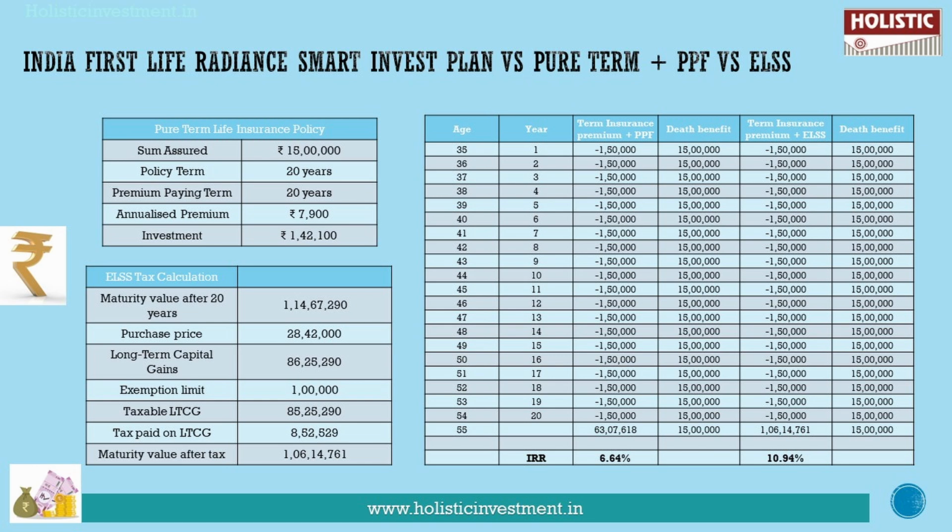So for life cover purpose, we have chosen a pure term life insurance policy with a sum assured of 15 lakhs, just as in the India First Policy Radiant Smart Invest Plan, for a fair comparison. But the catch here is that the annual premium you are going to pay is only 7,900 over a 20-year premium paying term. The policy term here is also 20 years.